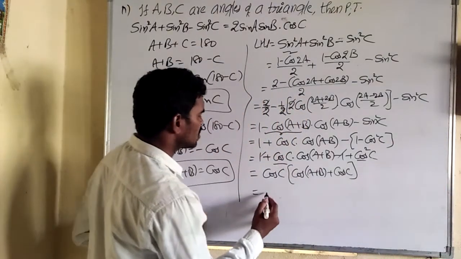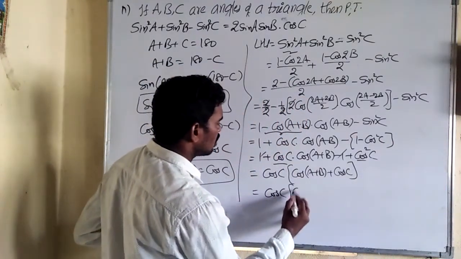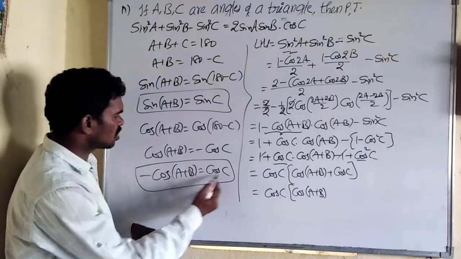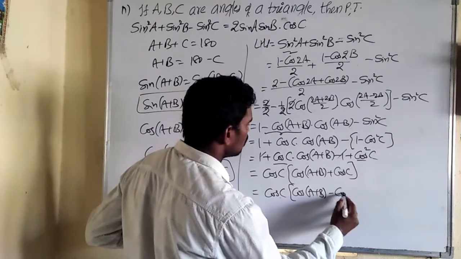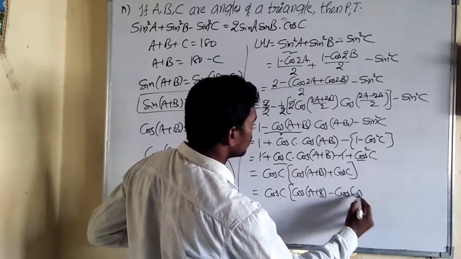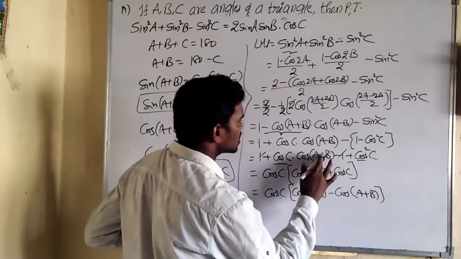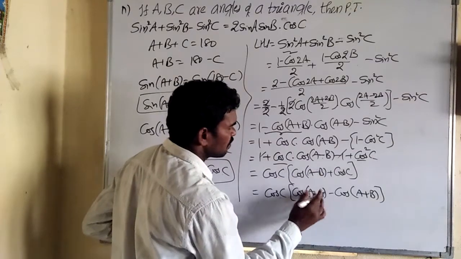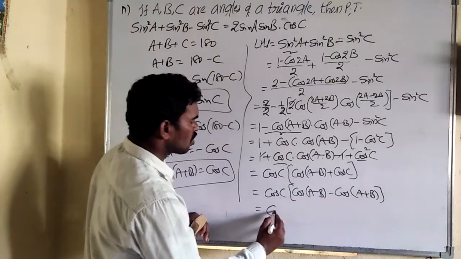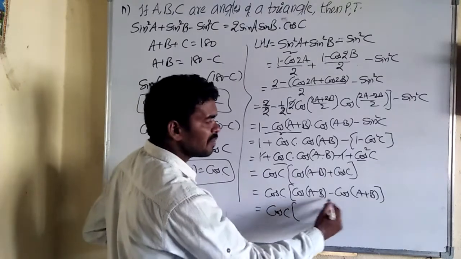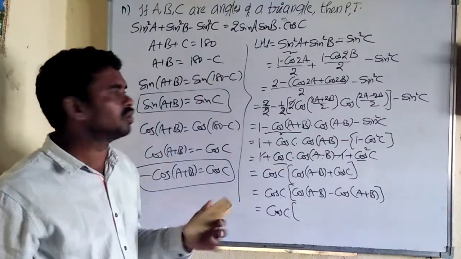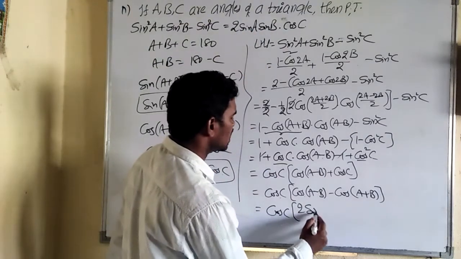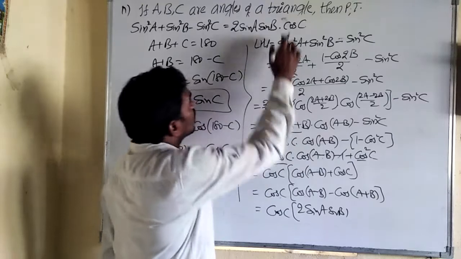Now, cos c into cos of a minus b plus cos c. Plus cos c means minus cos of a plus b. So minus cos of a plus b. See here, I made a mistake. You are not saying. Okay, thank you. A minus b, a minus b. Now, so cos c as it is. Now, what is cos of a minus b minus cos of a plus b formula? We don't know, so see the RHS and compare with it. We get 2 sin a sin b. So we get that only, 2 sin a sin b, because cos c is already there.